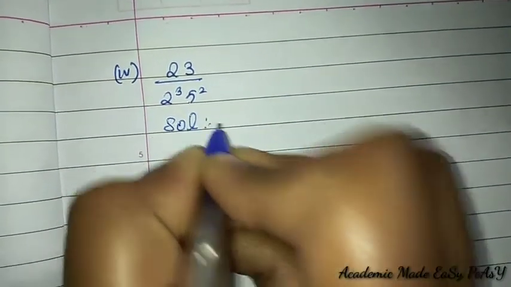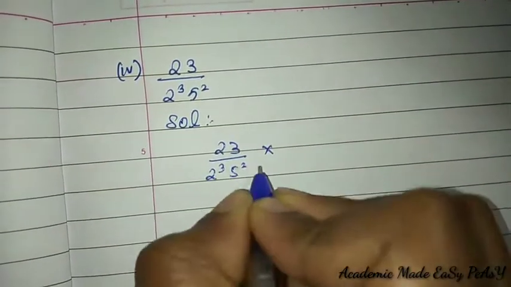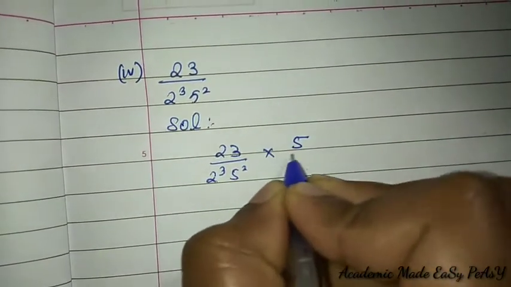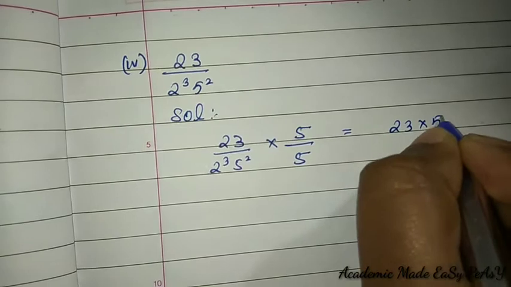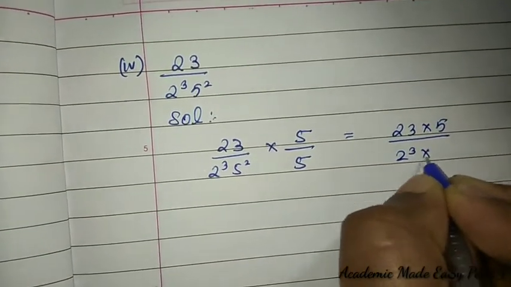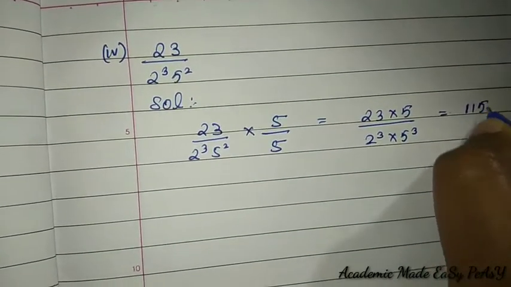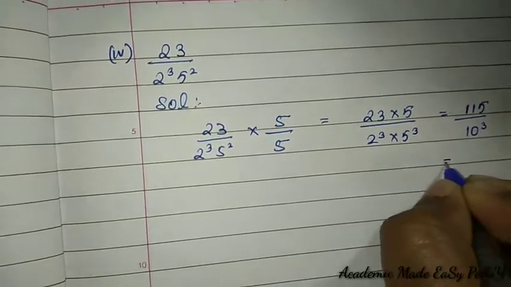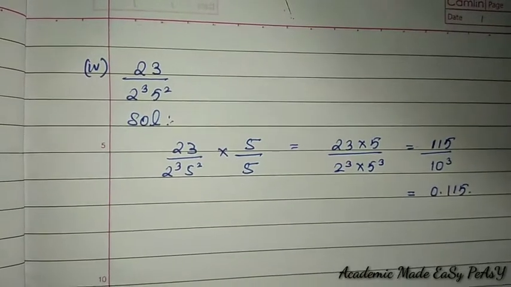Question 4. 23 divided by 2 cube into 5 square. It is directly given, so we will write 23 by 2 cube into 5 square. To get the powers equal, I will multiply and divide by 5. So I will get 23 into 5 divided by 2 cube into 5 cube, which is equal to 115 divided by 10 cube. So I will have 0.115. So this is my decimal expansion.